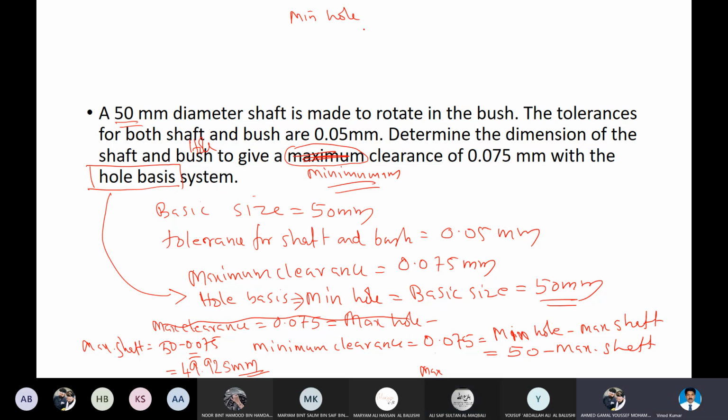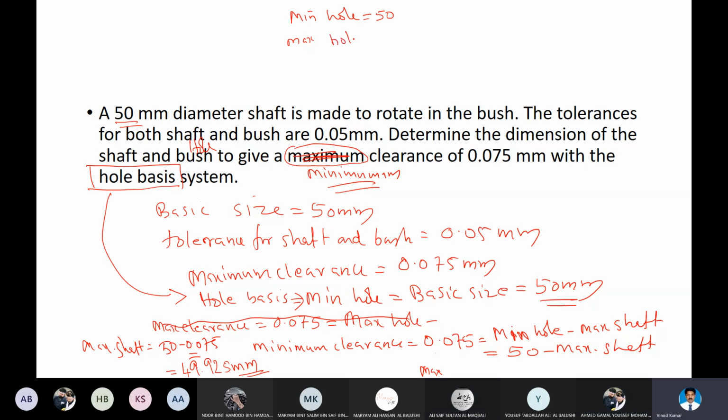Depending on the question, the minimum hole is 50, correct? What is the maximum shaft? It's 50 minus 0.075. Let me see, 50 minus 0.075 is 49.925. This is correct.